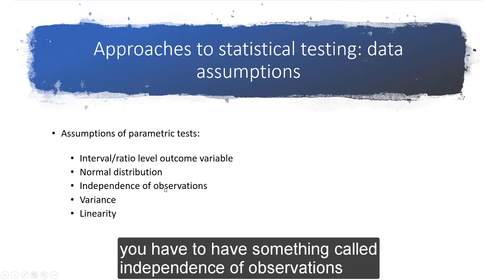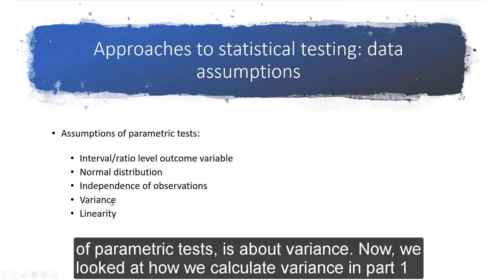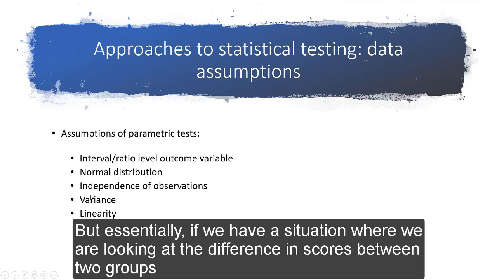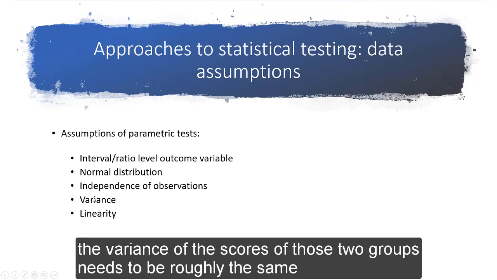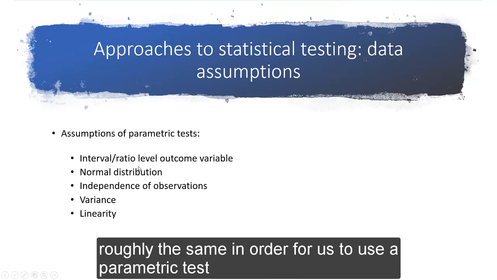You have to have something called independence of observations, and that means essentially that my score on a variable shouldn't be influencing your score on a variable. Another assumption of parametric tests is about variance. We looked at how we calculate variance in part 1, and it's a very useful concept for understanding inferential statistics. Essentially, if we're looking at the difference in scores between two groups, the variance of the scores of those two groups needs to be roughly the same in a parametric test. So the spread of scores for each of the two groups needs to be roughly the same in order for us to use a parametric test.